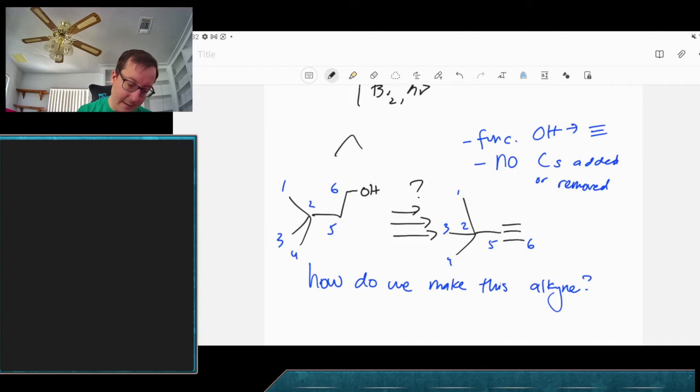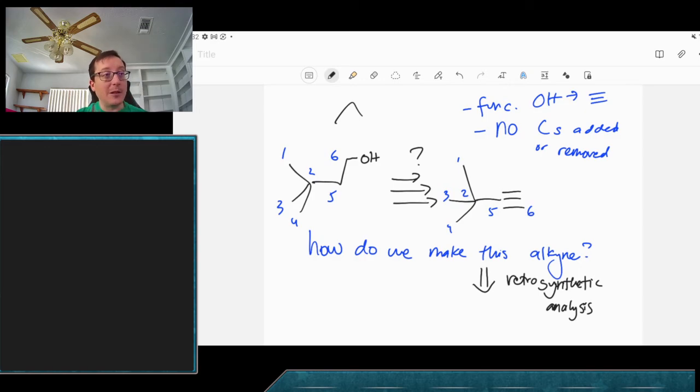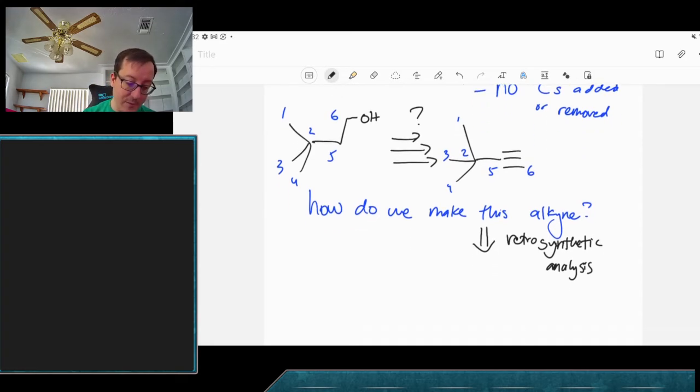So this idea is called retrosynthetic analysis. And we use special arrows for this. We use this kind of double-lined arrow to indicate that we're going backwards. And so we have three options for how to make this alkyne, right? And this alkyne can be made from, it's got to be a dibromide, or a dihalide, I suppose, but bromine is our halogen of choice typically.